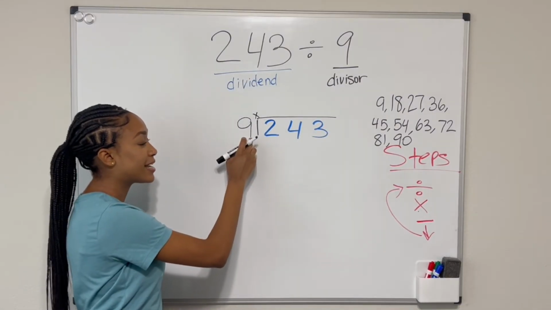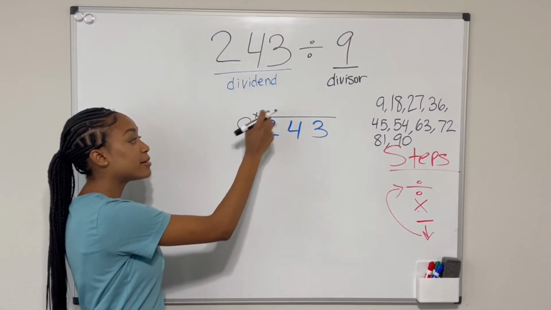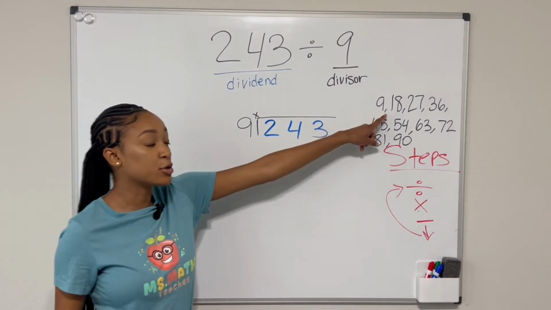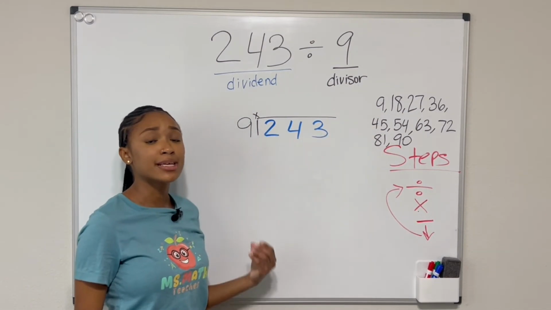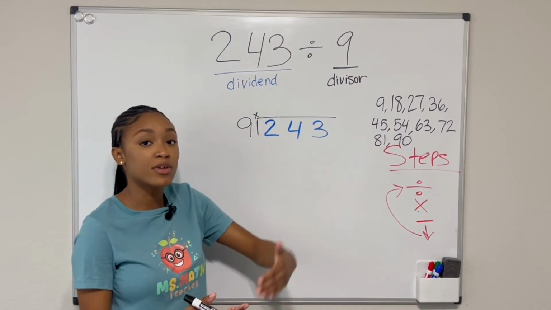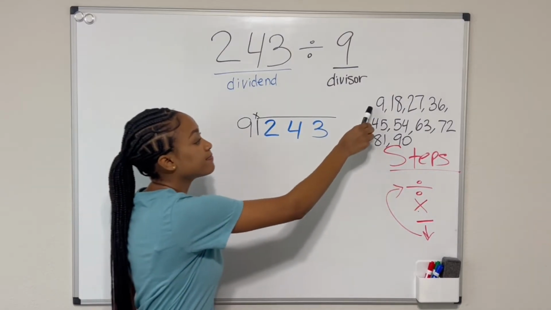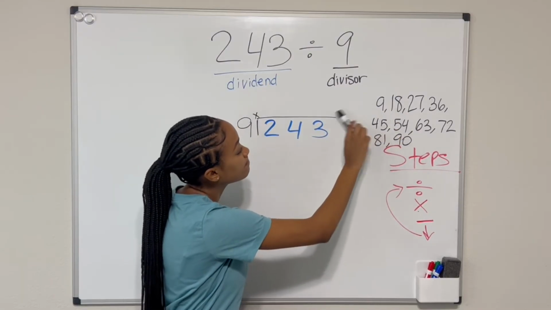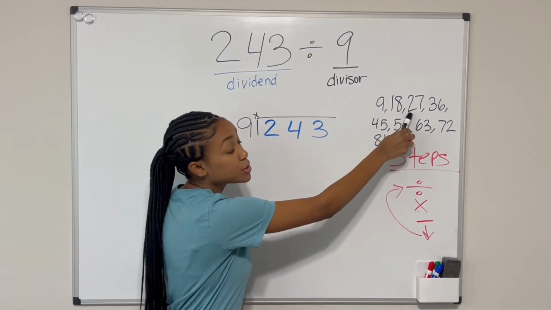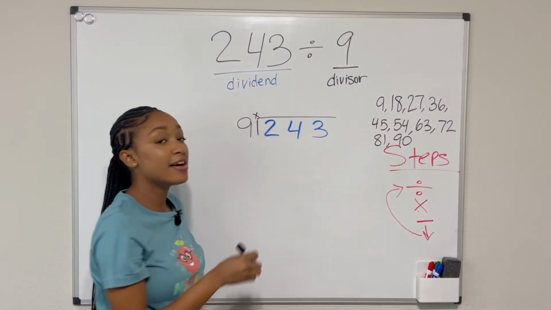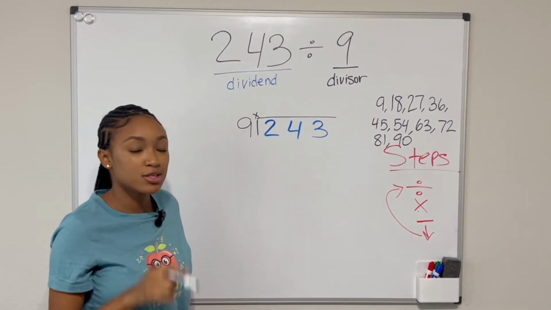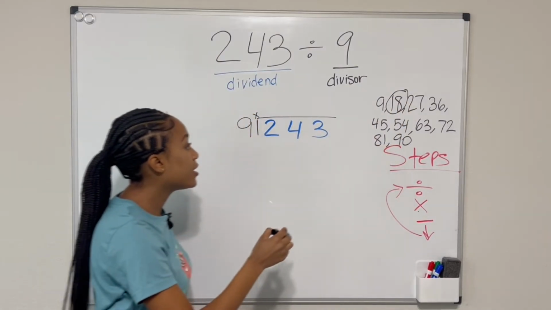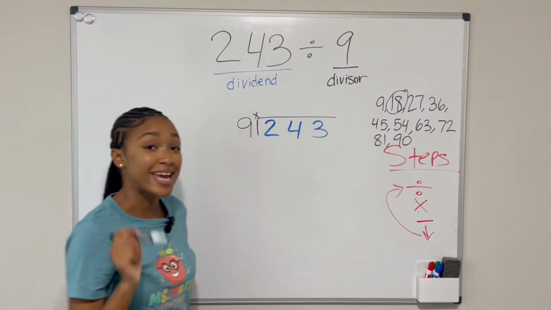24 divided by 9. How do I do that? 9 times what is close to 24? Let's look at our multiples. 9 times what is close to 24 without going over? Nope, not 9 times 1. 9 times 2. I see that 9 times 3 is 27. 27 is greater than 24, so that isn't going to work. So I'm going to go back to 18. And I know that 9 times 2 is 18.